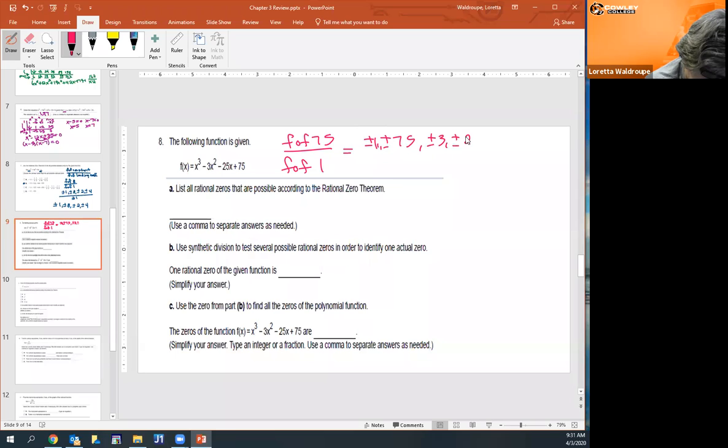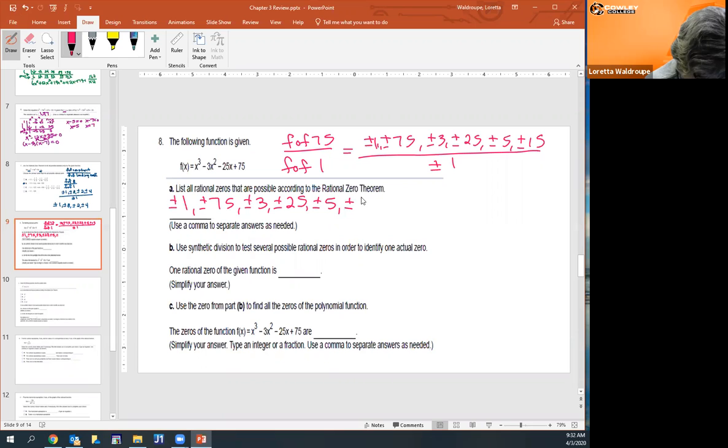3 and 25, 5 and 15, and I think that's it, all divided by the factors of 1. So 1 divided by 1, 1. 75 divided by 1, 75. 3 divided by 1, 3. 25 divided by 1, 25. 5 divided by 1, 5. And 15 divided by 1, 15. So there's my possible zeros.